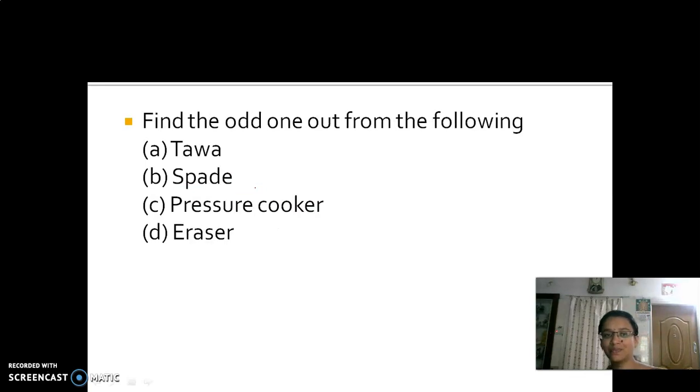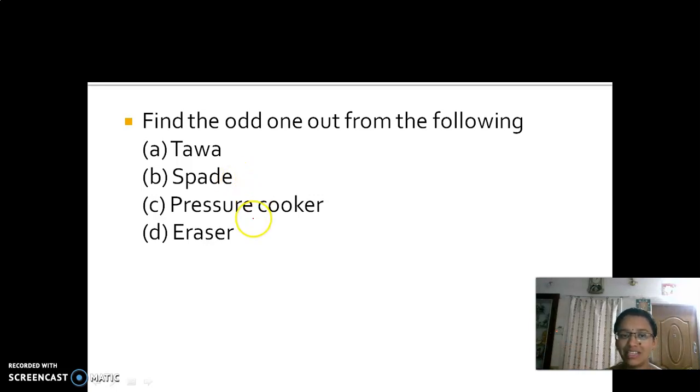Shall we go to the next question? Look here. Find the odd one out from the following. What do you mean by odd one out? Which is not similar to the others. Look at the first one, tawa, which is used for making dosa and chapati. Then spade. What is a spade, children? Yes, it is an instrument which is used for digging the soil.